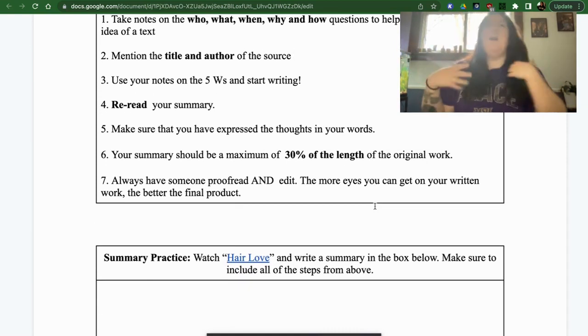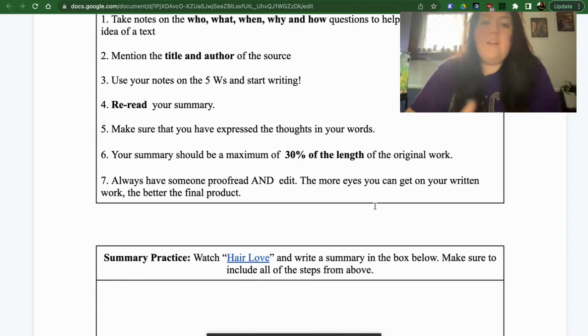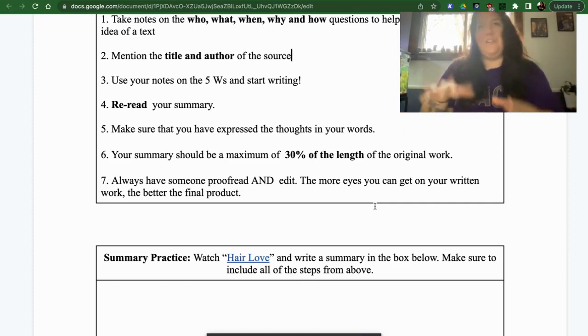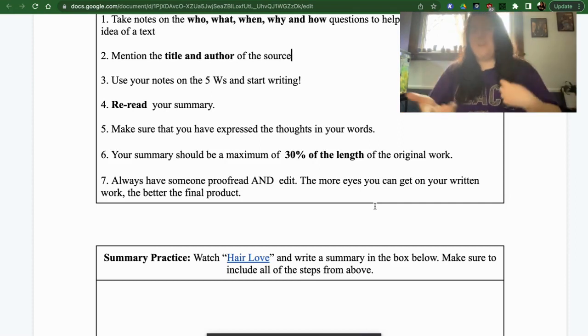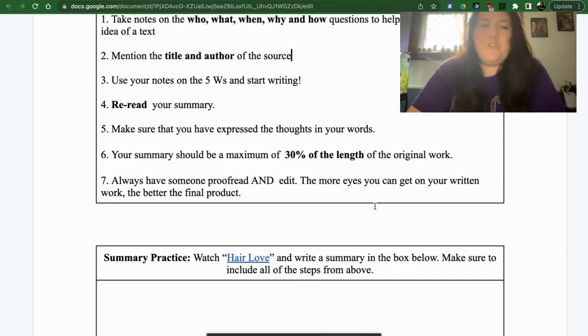And then number 6 is kind of hard to do when we're summarizing a video. If you're summarizing a novel, the maximum should be 30% of the length. But because this is a short film, you're not making a video response. That would be 30% of the short film. So don't really worry about that. That's why I put the 6 to 8 sentences. That will be the perfect amount of a summary for a short film.